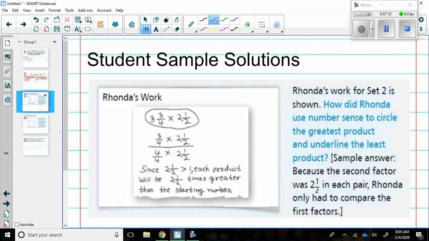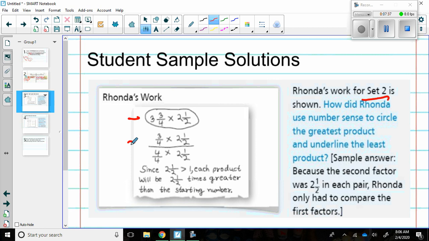So we are going to look at Rhonda's work. And this is only for set 2. So that's important to understand. And it says, how did Rhonda use number sense to circle the greatest product and underline the least product? So as you've noticed, she circled the first one and she underlined the middle one, which is exactly what we did. So thank goodness we were right.